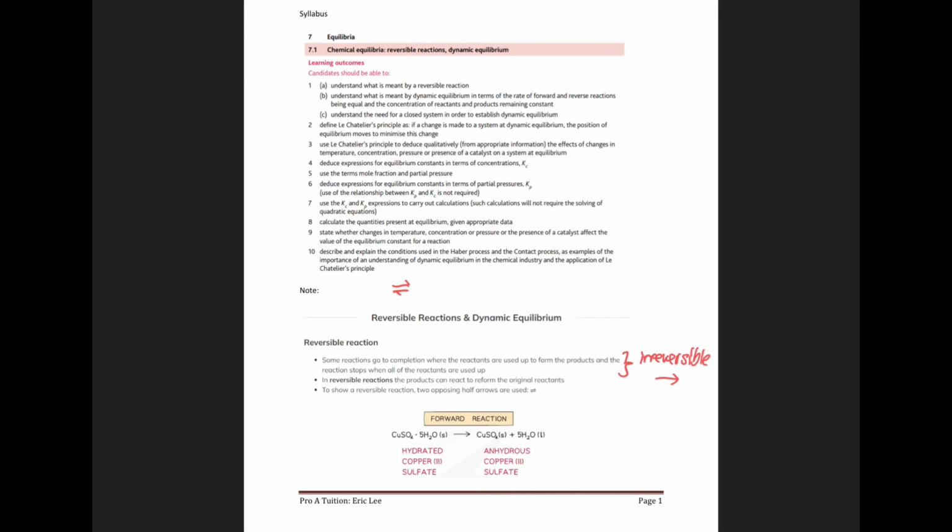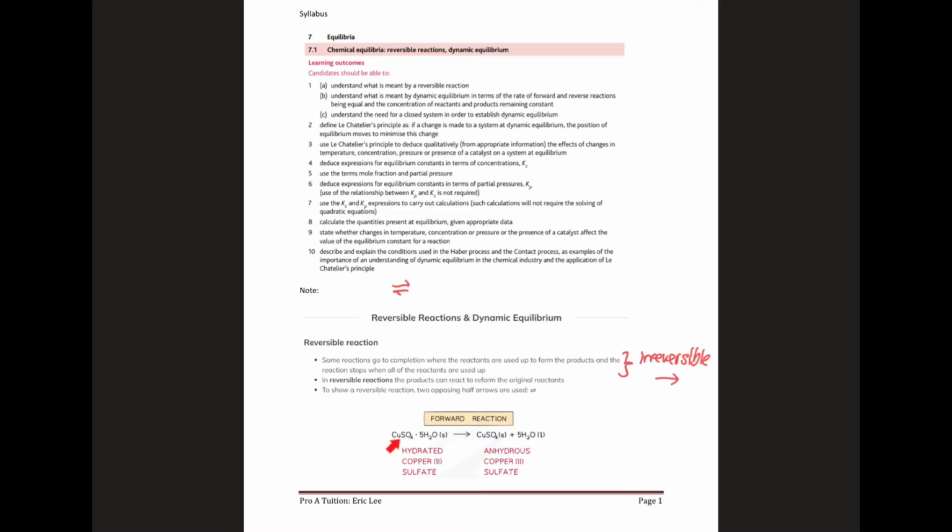Now the next point: in reversible reactions, the products can react to reform the original reactants. So that means the products can form the reactants. That means the reaction can go backward. To show a reversible reaction, two opposing half arrows are used, that means this kind of arrow. Then you see the example here. This is what we call the forward reaction, so we have only forward reactions.